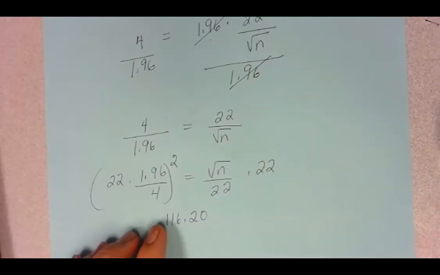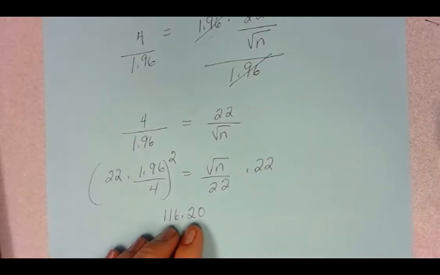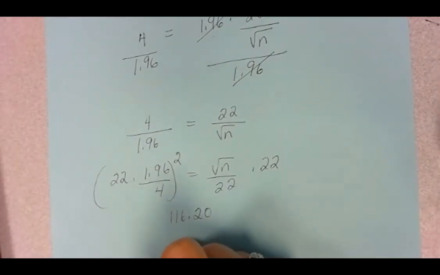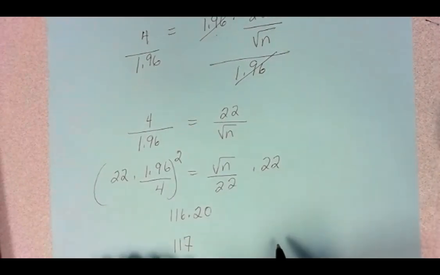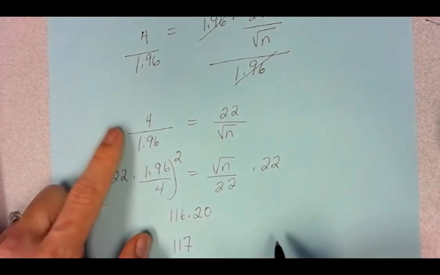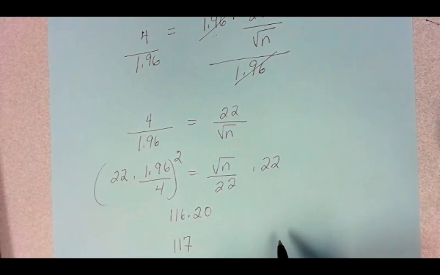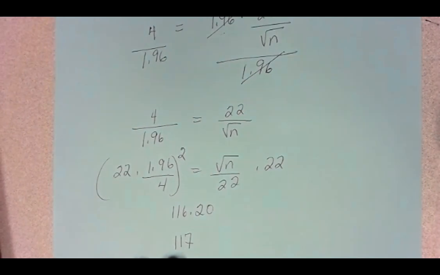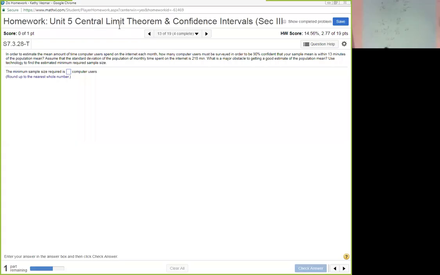When we go ahead and do those calculations, we end up with 116.2. Now, when we go to enter that, it's going to direct you to round up to the nearest integer. So we would actually need a sample size of 117 to ensure that that 4 will happen. 116 would not be enough. So in those cases, we're always rounding up.